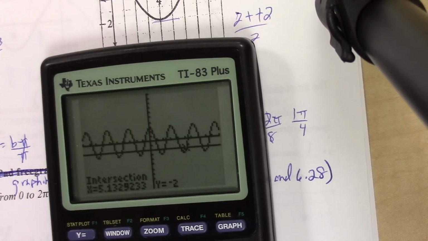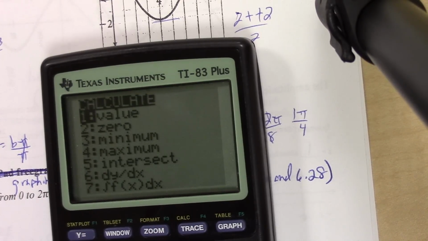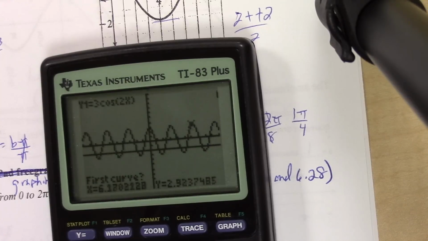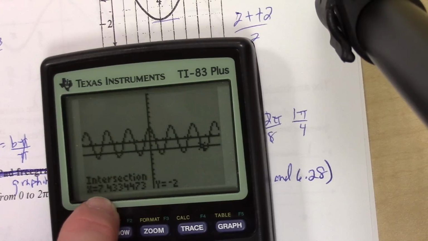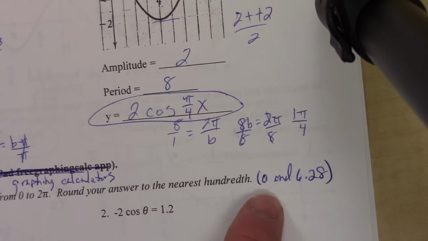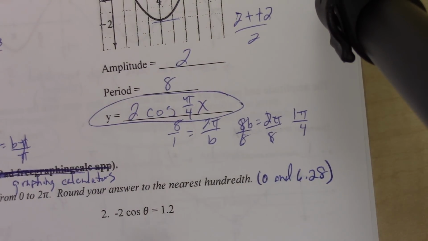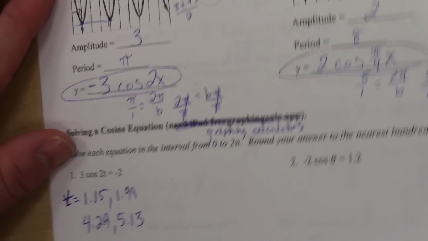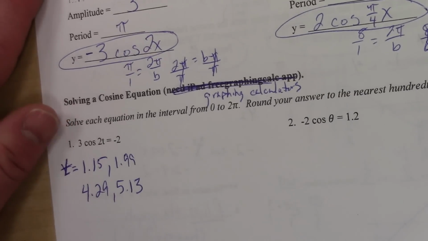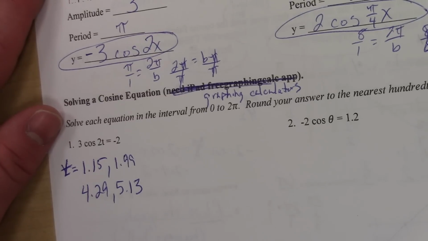Now here's the thing. I'm going to do it one more time, and this one is not right. Second, trace, 5. I go to the next point and press enter, enter, enter, and what I see is 7.43. I don't want that. I only want values between 0 and 6.28. So I've actually finished this problem. There it is: 1.15, 1.99, 4.29, and 5.13.